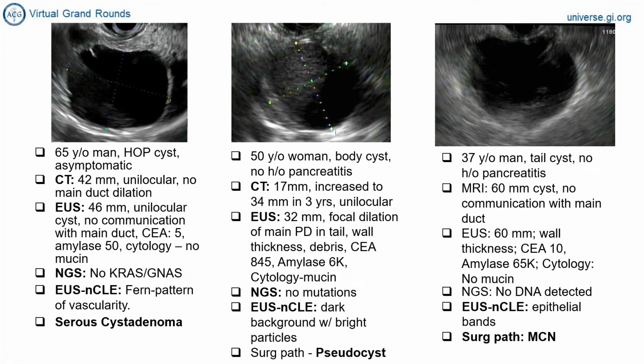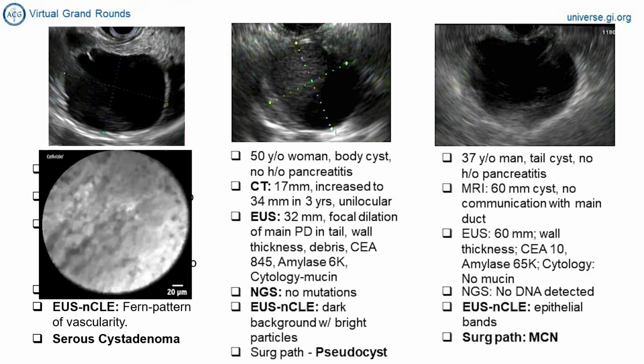So, given this brief overview of novel diagnostics, we will come back to the three cases which we diagnosed in our clinical practice. We have this one patient, a 65-year-old with a unilocular cyst in the head, and as you see, the CEA was low. We did molecular analysis of the cyst fluid. There were no mutations of KRAS and GNAS, which are otherwise diagnostic of mucinous cyst.